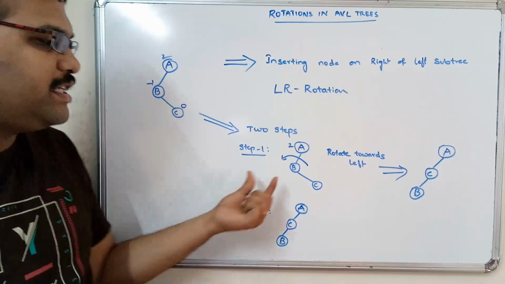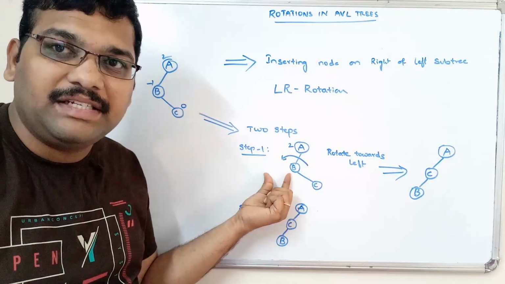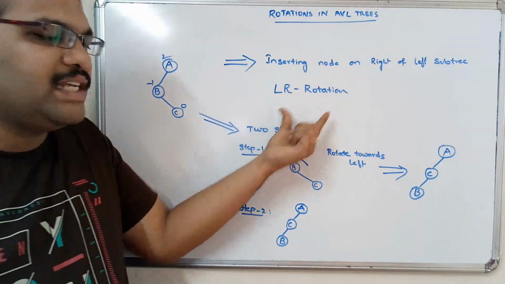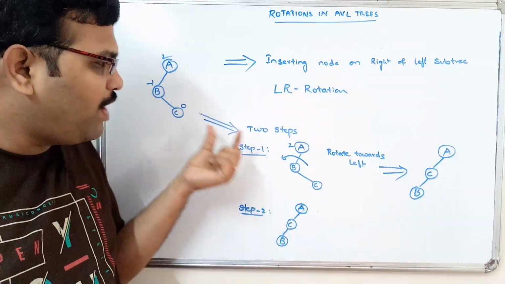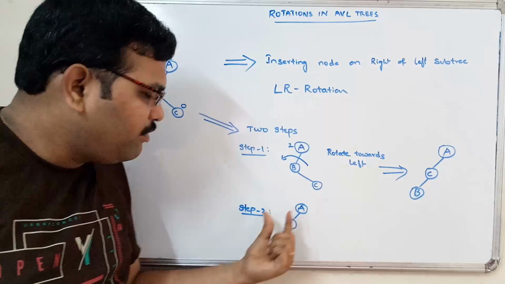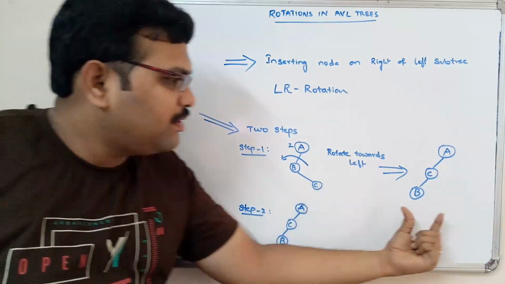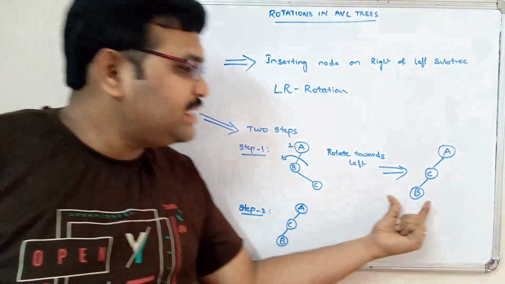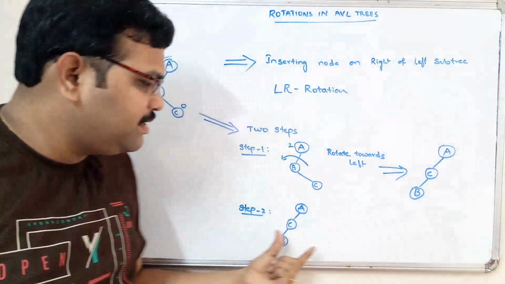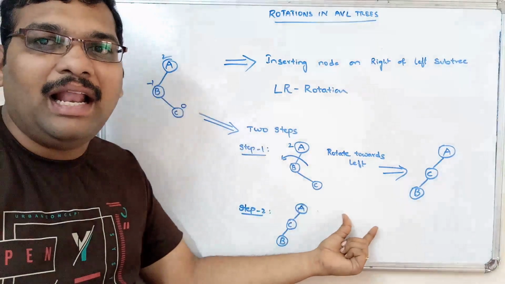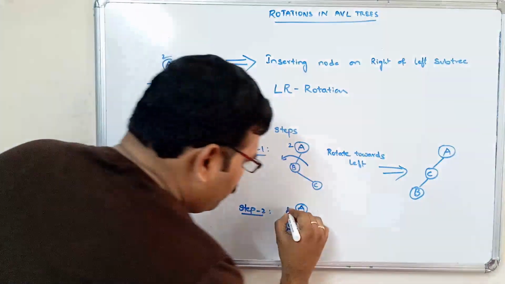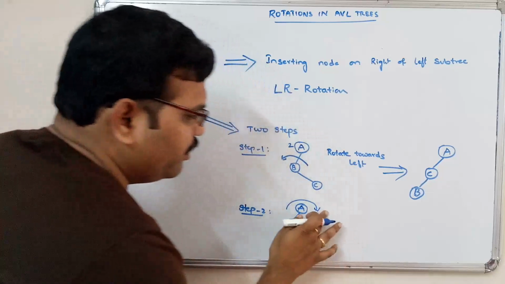After the first step, we should not calculate the balancing factor. This is a two-step process. LR rotation is a two-step process. After the first step, we will get the left skewed tree, and this left skewed tree should be balanced by using the LL rotation. Previously we have seen the LL rotation. Here we have to rotate including the root item.